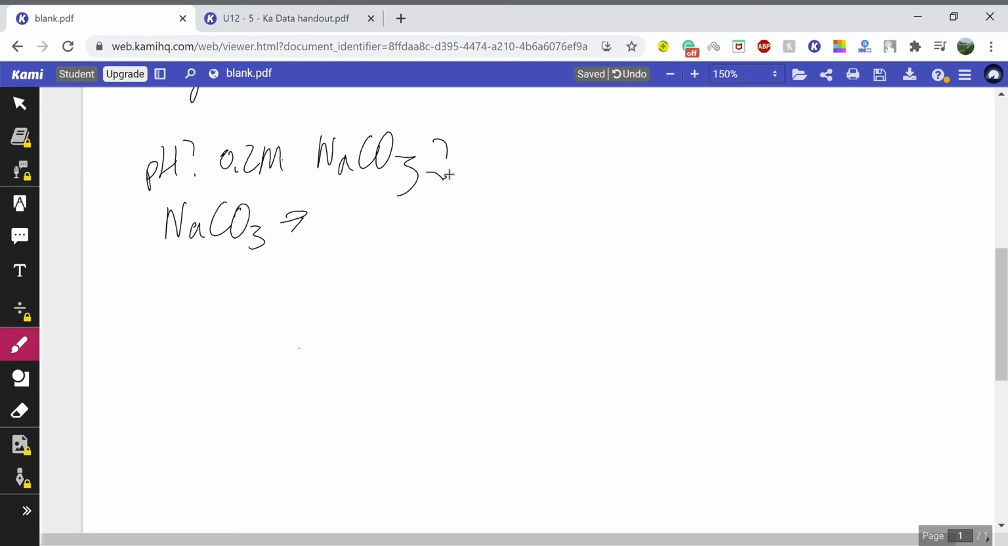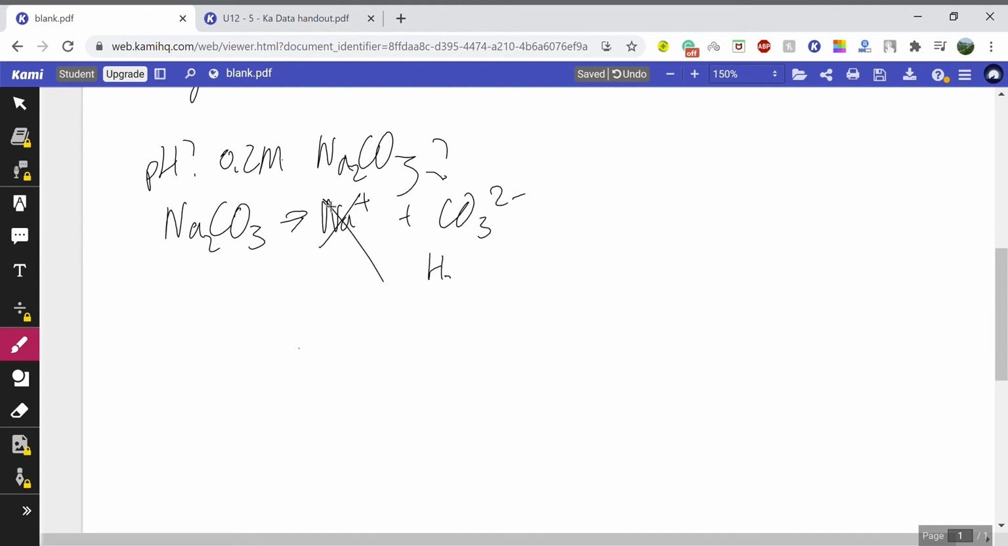Actually, let's do one more problem. The question asks, what is the pH of a 0.2 molar solution of sodium carbonate? Sodium carbonate is Na2CO3. What is the pH? So let's dissociate our salt real quick. Na2CO3 turns into Na plus and CO3 2 minus. This is group 1, so we cross it out. It has no association with water.